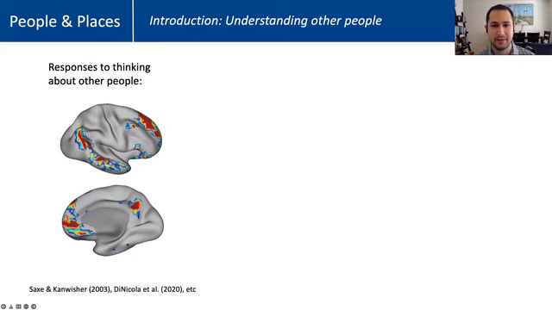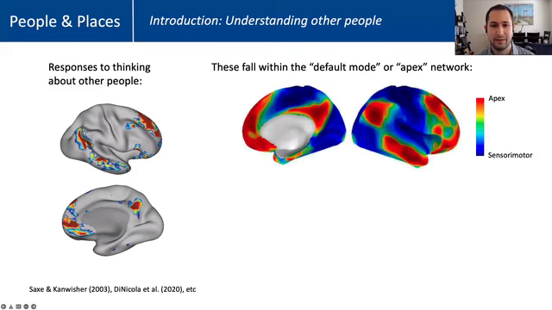Prior neuroimaging research has identified a set of brain regions across the frontal, temporal, and parietal lobes that reliably respond strongly when we think about other people relative to a range of control conditions. These areas fall within broad zones of cortex, referred to as the default mode network or apex network, which have been argued to be anatomically positioned at the top or apex of a rough hierarchy of anatomical connectivity in cortex.